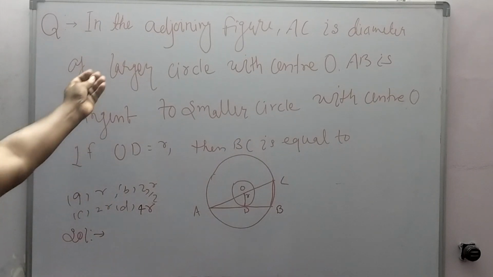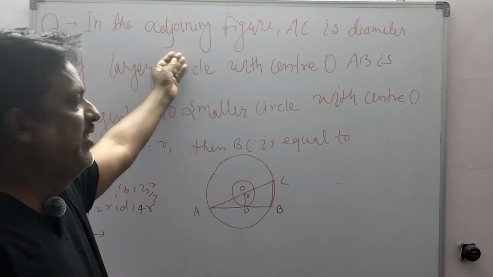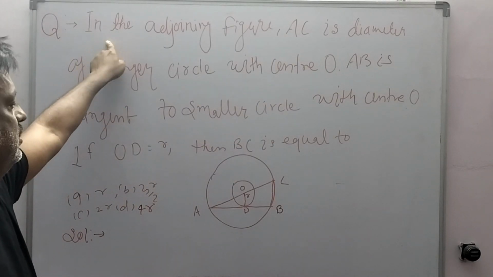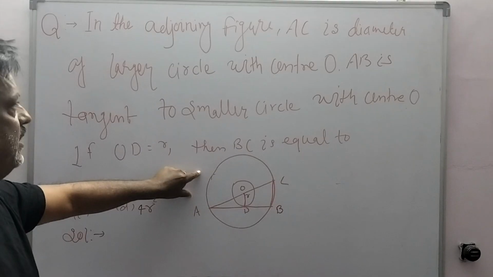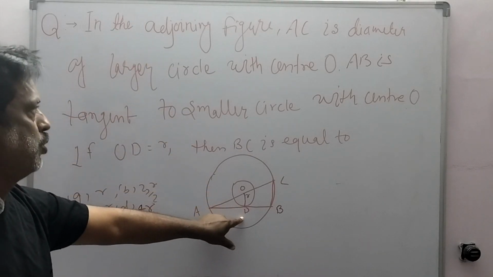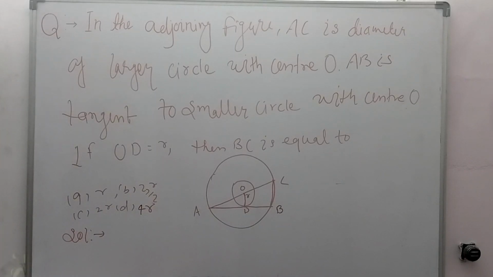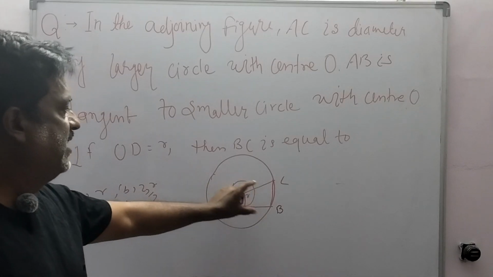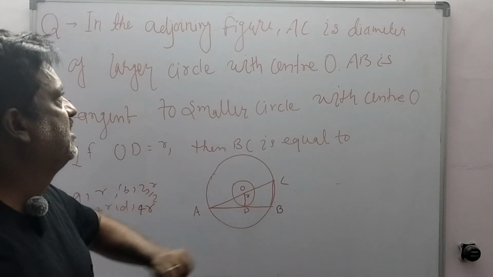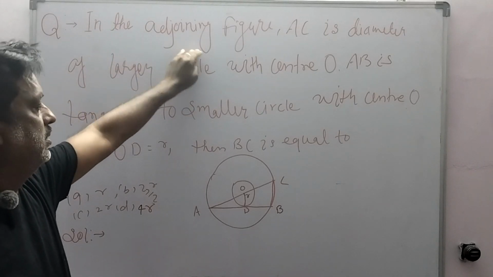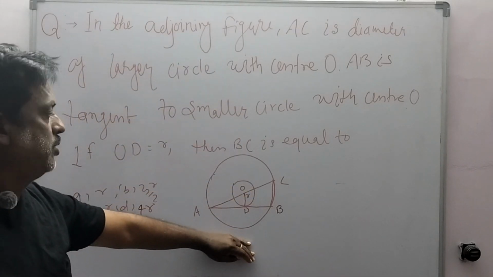Hello बच्चों, now we are discussing a very interesting problem for class 10th examination, chapter circle, and also using similar triangle properties. So if you have some knowledge of circle and similar triangle properties, then only we can solve this problem. Okay. In the adjoining figure, adjoining figure means the figure concerned with the problem.